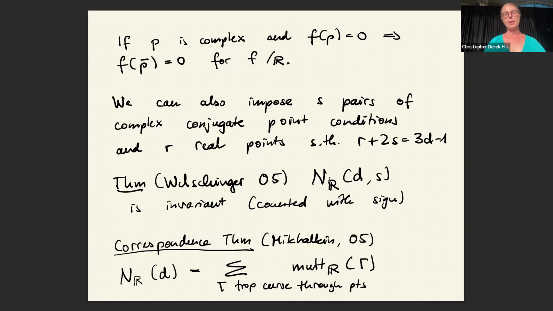And there's a correspondence theorem also by Mikhalkin that says, first of all, let's go back to the numbers NR of D, where we don't have complex conjugate points, only real points. And then those numbers NR of D can be computed by tropical means again. I can just count one and the same set of tropical curves. It's only the multiplicity that I have to change. Yeah. So let me show you a picture.